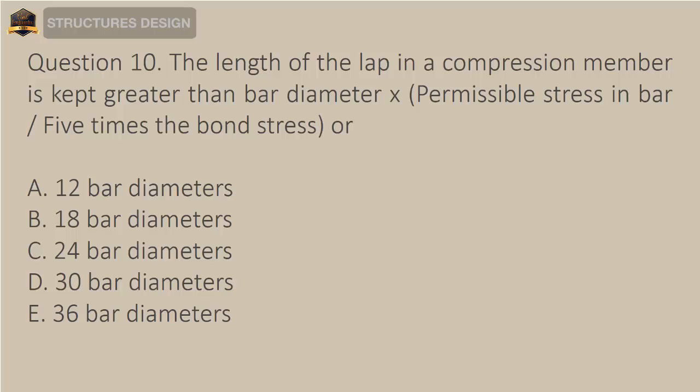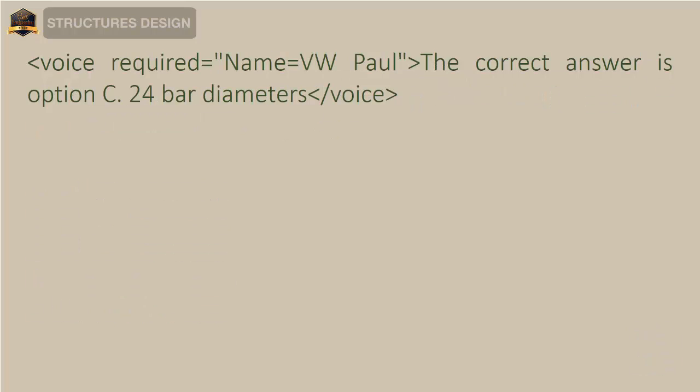Question 10. The length of the lap in a compression member is kept greater than bar diameter times permissible stress in bar divided by 5 times the bond stress, or: A, 12 bar diameters; B, 18 bar diameters; C, 24 bar diameters; D, 30 bar diameters; E, 36 bar diameters. The correct answer is option C, 24 bar diameters.